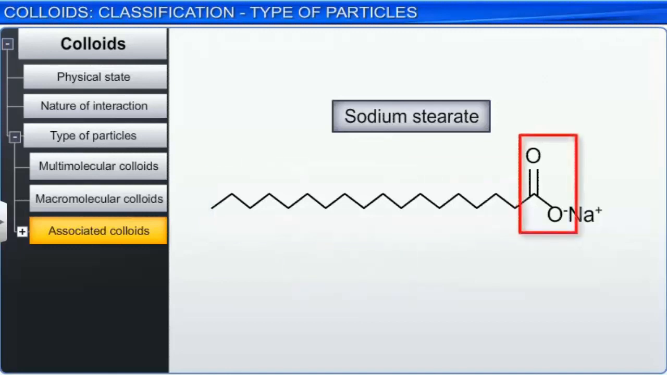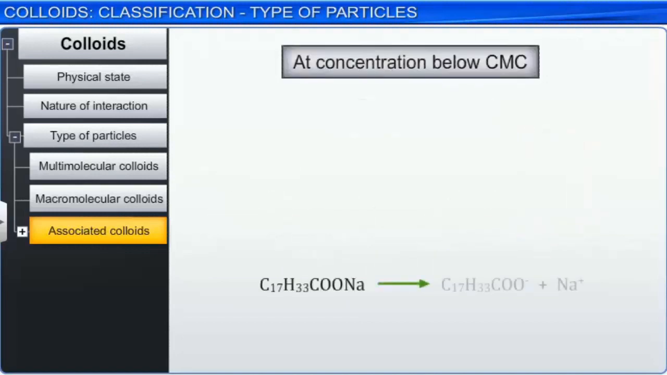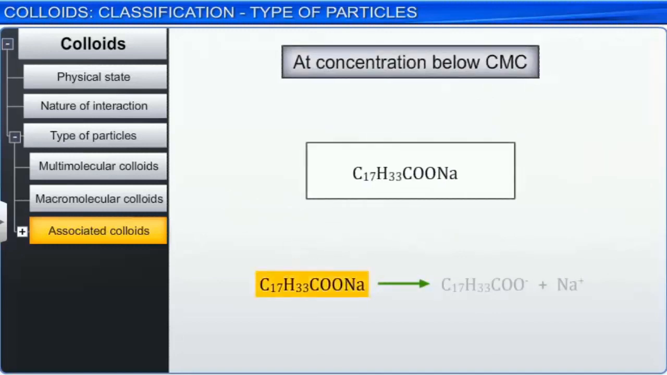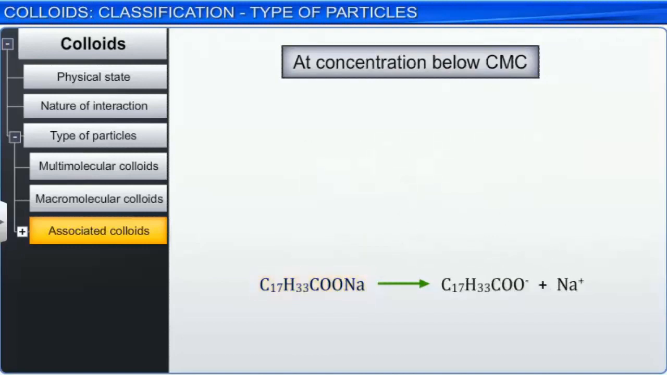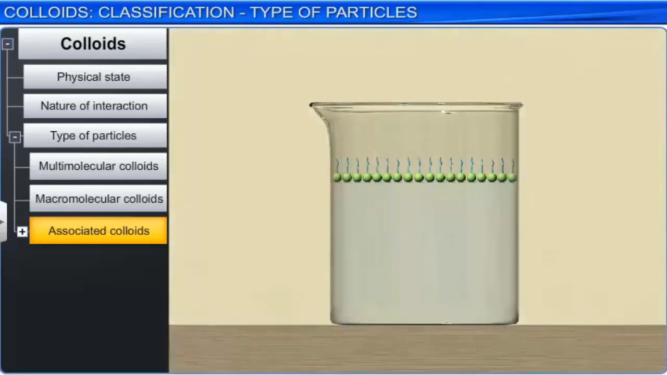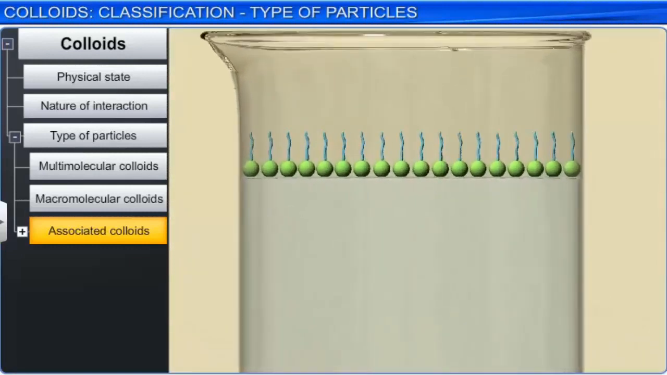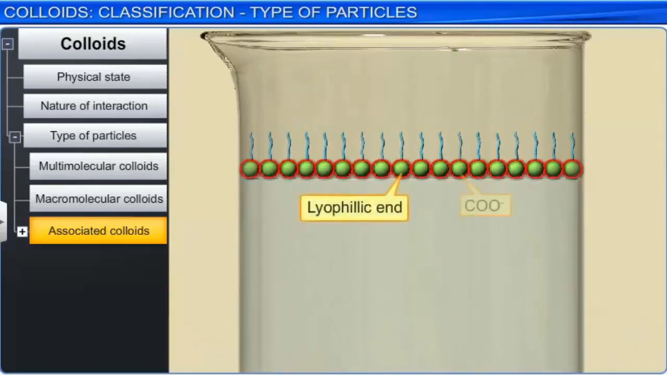When the concentration of the solution is below its CMC, sodium stearate behaves as a normal electrolyte and ionizes to give sodium and stearate ions. These stearate ions remain on the surface of water and orient themselves in such a way that the lyophilic end, the COO-, dips in water, while the lyophobic part, the C17H35 part, stays away from it.